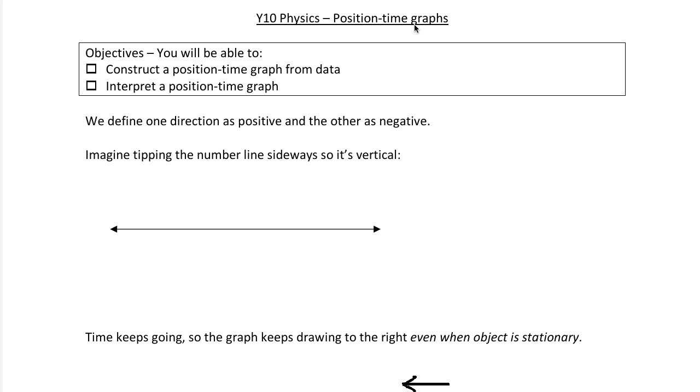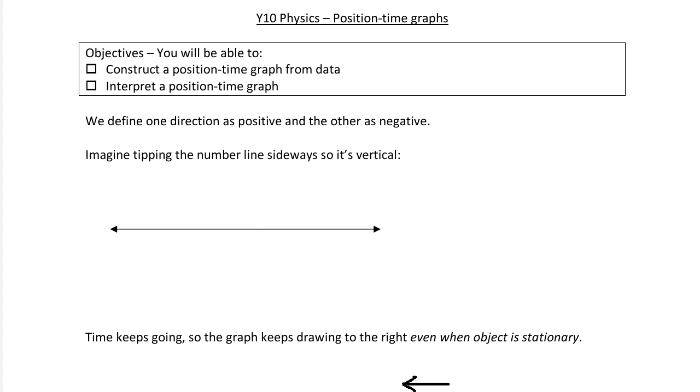In this lesson on position time graphs, you're going to learn how to construct a position time graph from data and also how to interpret a position time graph. So we're still talking about motion in one dimension, motion along a straight line. And we're going to define one direction as positive and the other as negative, as we did before. Here, we're going to use right as positive and left as negative.